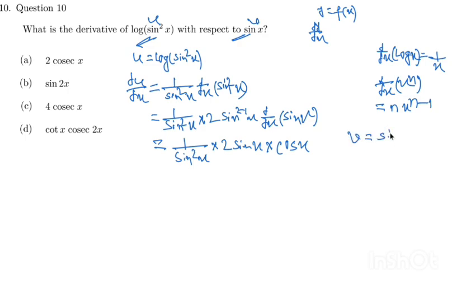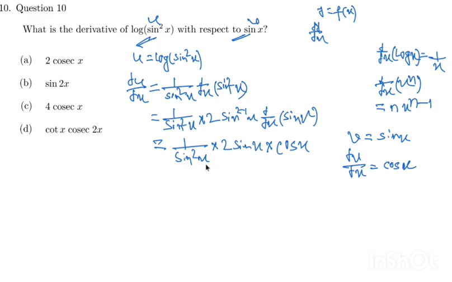Now similarly, we will take derivative of the second function, which is sine x. So v is sine x. So what will be dv/dx? What is derivative of sine x? Directly from the identity, we know that derivative of sine x is cos x. So derivative of both the functions individually is done.